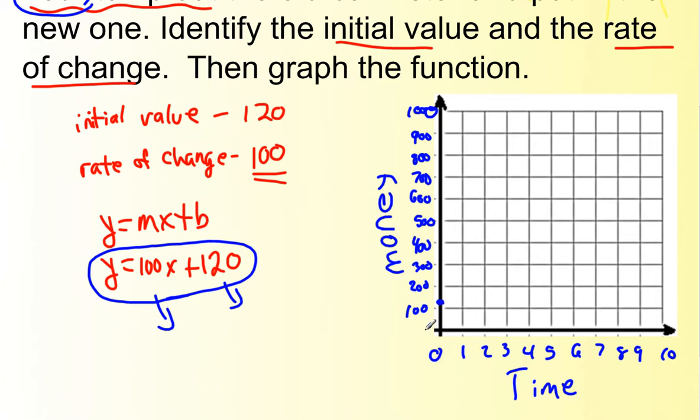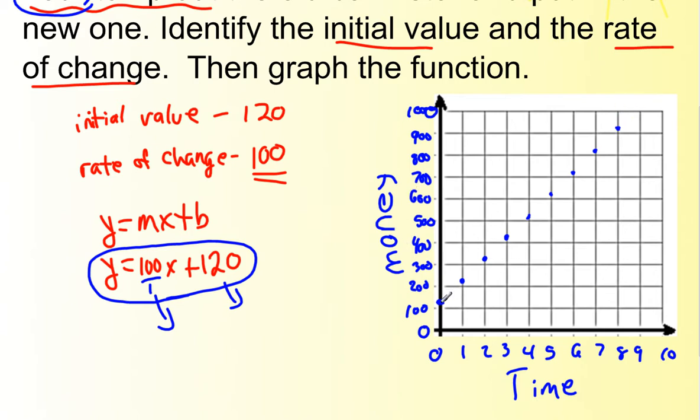So at time 0, it costs $120 before he even starts working. After 1 hour, he's going to go up by $100. So at 1 hour, it's going to cost me $220. 2 hours, $320. I'm using the slope of 100 over 1. So up $100 over 1 hour, up 100 over 1, up 100 over 1, up 100 over 1, and I'm out of space.